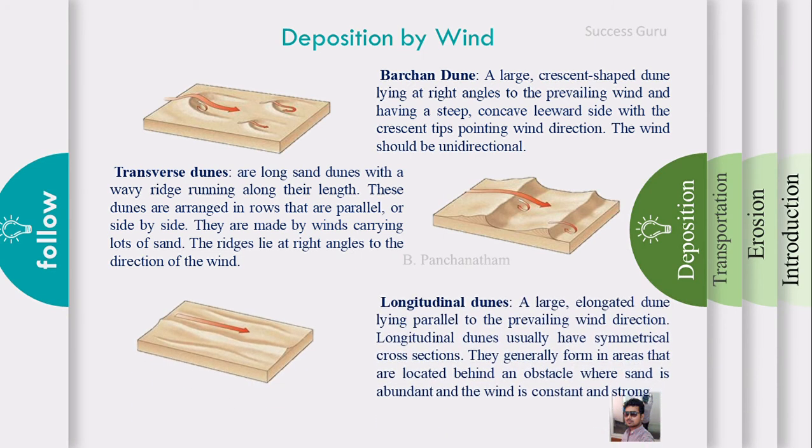The third one is the longitudinal dune. A larger elongated dune lying parallel to the prevailing wind direction is called the longitudinal dune. And these usually have symmetrical cross section and they generally form in areas that are located behind the obstacles, where sand is abundant and the wind is continuous, constant and strong.